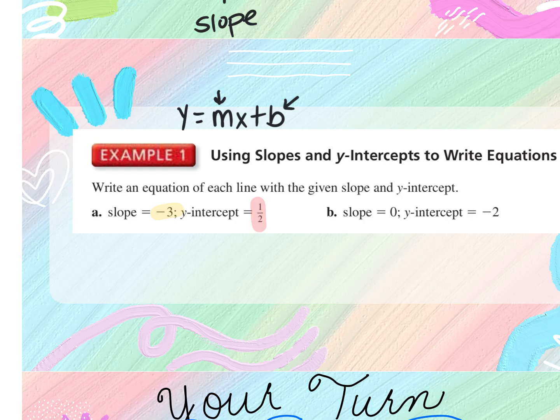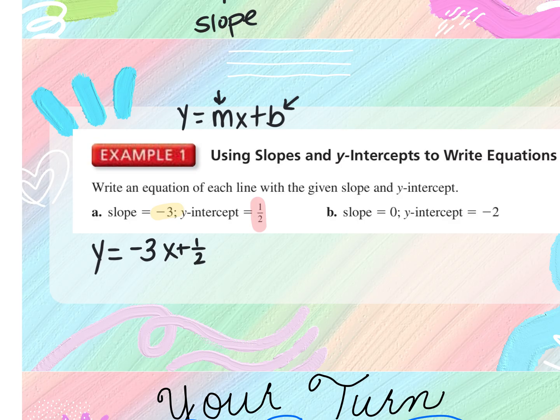So I'm going to write y equals, what's going to go in the m spot here? -3. Don't forget the x. And then what's going to go in the b spot? What do I write though? Do I just write 1/2? It's positive 1/2, so I'm going to put a plus sign. If it was a negative 1/2, I'd put a minus sign. You'll see the y and the x are still y and x, right?